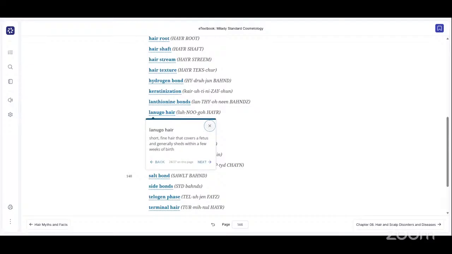Short, fine hair that covers a fetus and generally sheds within a few weeks of birth. Exactly right.